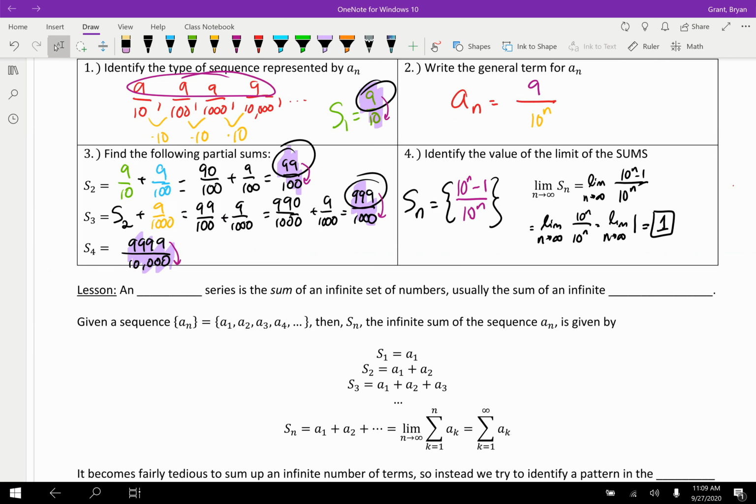All right, let's get to it. An infinite series is the sum of an infinite set of numbers. Usually it's the sum of an infinite sequence. So a sequence is just that pattern of numbers. A series is when you sum them up.